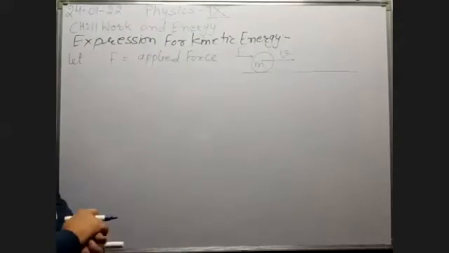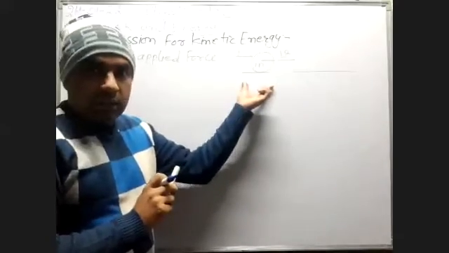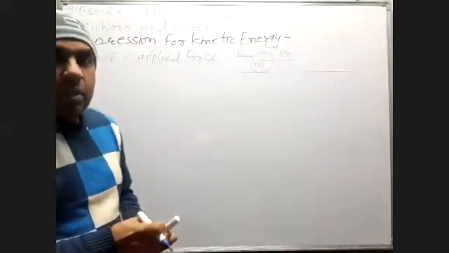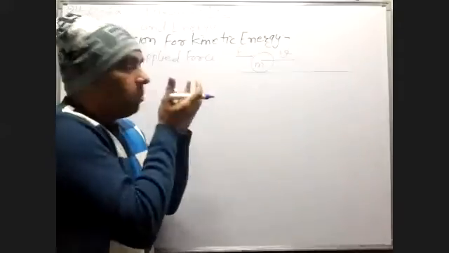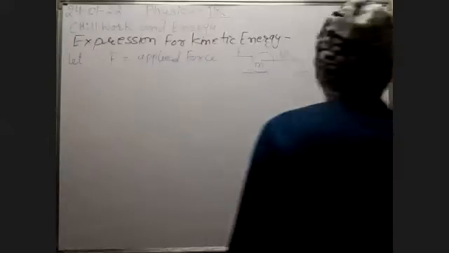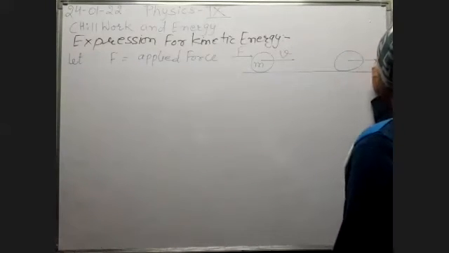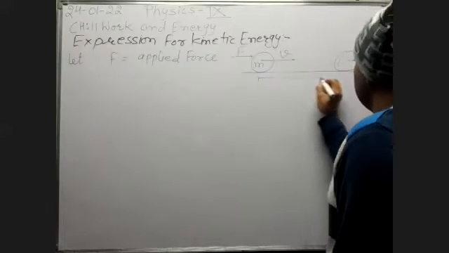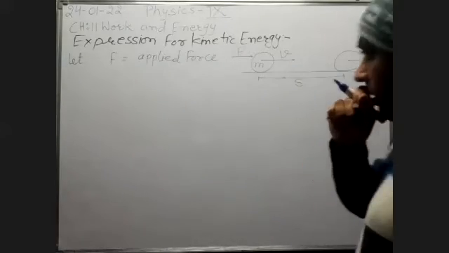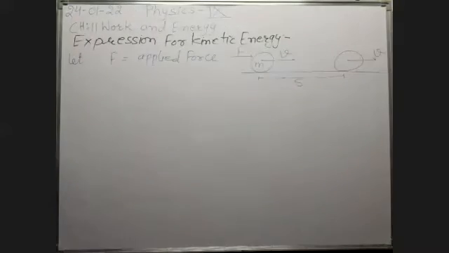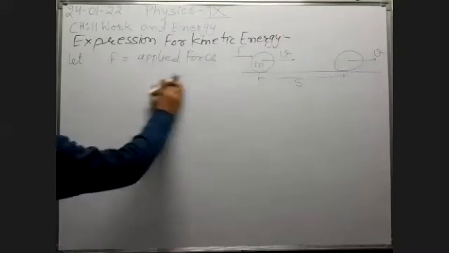F is the force we are applying on this object. Due to the applied force, the object is in motion, and when the object is in motion it has some kind of energy, some velocity, some momentum. After some time, the object is displaced from its position. Let S be the displacement, or the distance covered by this object. So let us consider F is the applied force.